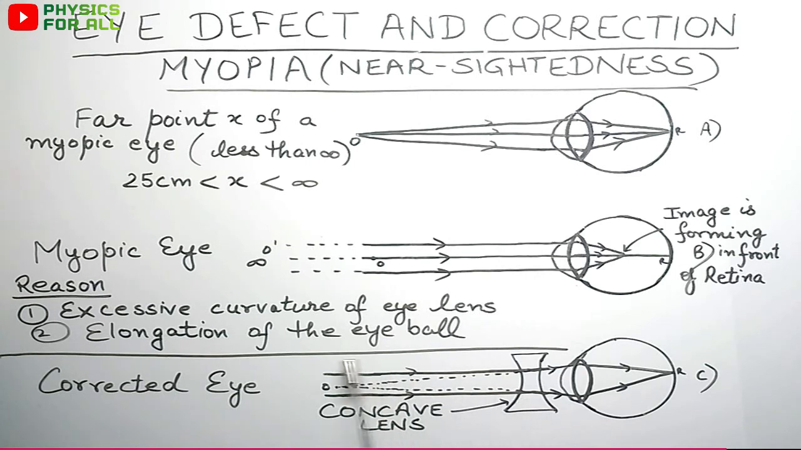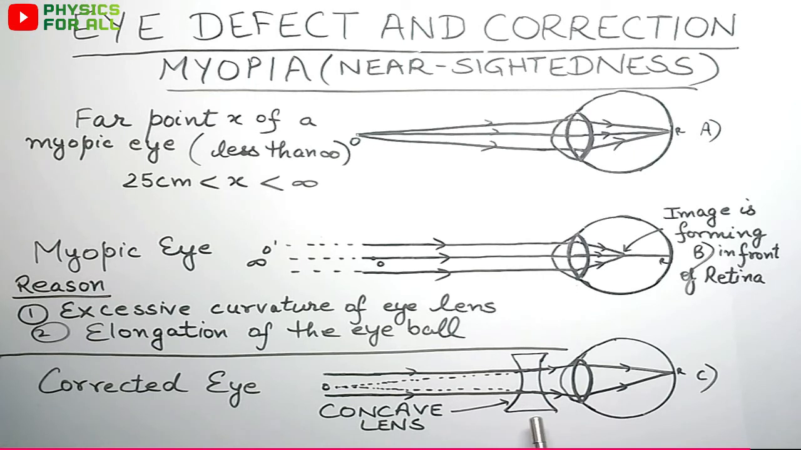So here what is happening? Light rays are coming parallel, that means they are coming from infinity, and we have placed a concave lens in front of the light rays. The concave lens would diverge them. So basically these rays are diverging, and now our eye lens would face diverging rays. It will again try to converge those rays, but now it takes more power, and that's why it will try to converge them onto the retina.